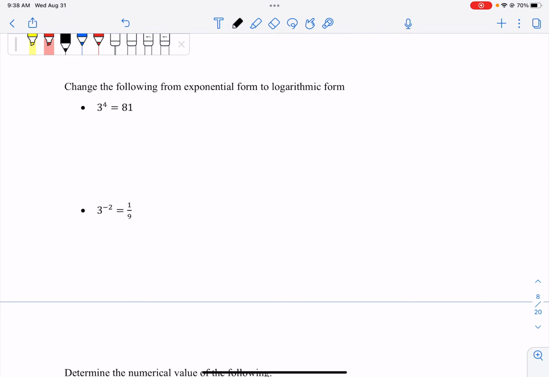So, how do you change this into a logarithmic form? This is 3 to the power of 4 is equal to 81. Okay, 3 to the power of 4 is equal to 81. So log base 3 of 81 is equal to 4. Log base 3 of 1 over 9 is equal to negative 2.